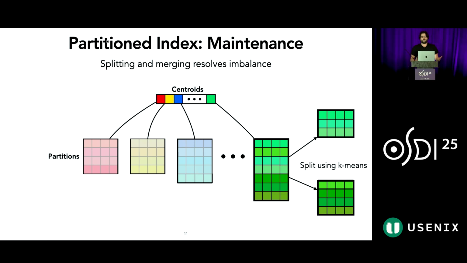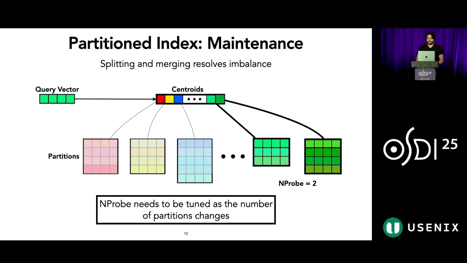The way to resolve this imbalance is by maintenance, by splitting and merging partitions, where splitting is done using k-means. This allows you to keep your index balanced, but the issue is that when you are serving future queries after doing maintenance, your number of partitions has changed. So you have to tune to figure out how many partitions you need to scan in order to meet a given recall target. In this example, now we have to scan 2 partitions, as before we had to scan 1.